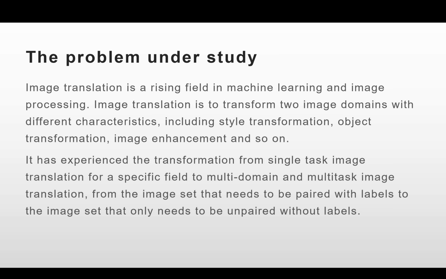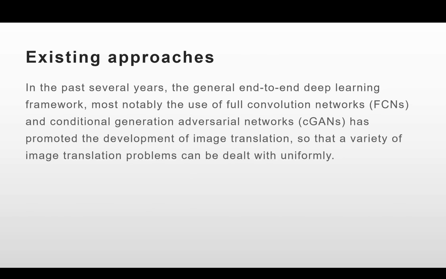First, let's come to the problem under study. Image translation is a rising field in machine learning and image processing. Image translation is to transform between two image domains with different characteristics, including style transformation, object transformation, image enhancement, and so on. It has experienced the transformation from single-task image translation for a specific field to multi-domain and multi-task image translation, and from image sides that need to be paired with labels to image sides that only need to be unpaired without labels.